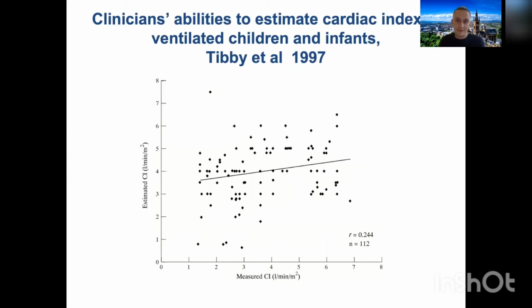That was also demonstrated in this study, where cardiac output or cardiac index was measured invasively in children who had central lines in place. And you can see that here is the estimated cardiac index, which was estimated by experienced clinicians, plotted against the measured cardiac index using the invasive technique. And there's very poor correlation here. We're not seeing all of the dots line up in a nice tight row, indicating that the estimated cardiac index was not reliable in estimating the actual cardiac index.